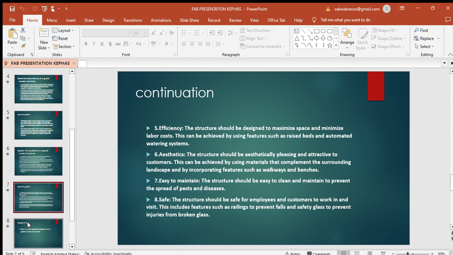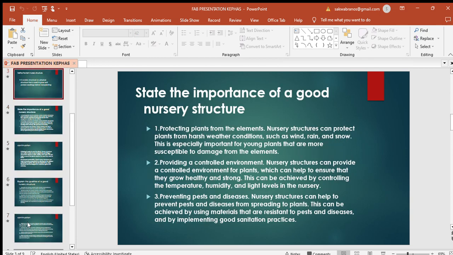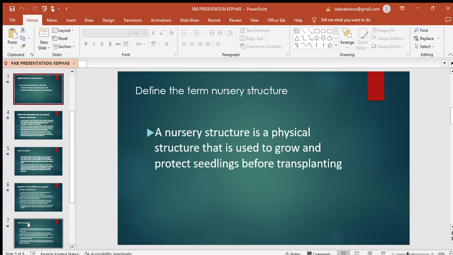Before I wind up the lesson, I would like to know if you understood exactly what I taught you. Yes, Bruno, what is a nursery structure? A nursery structure is an area set aside for growing seedlings before transplanting them. Very correct.